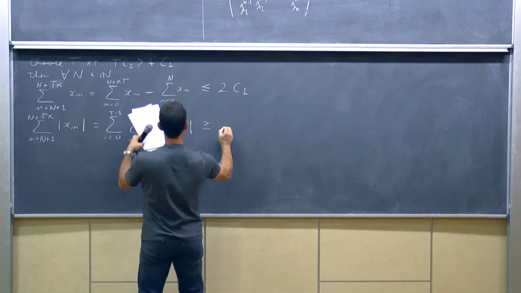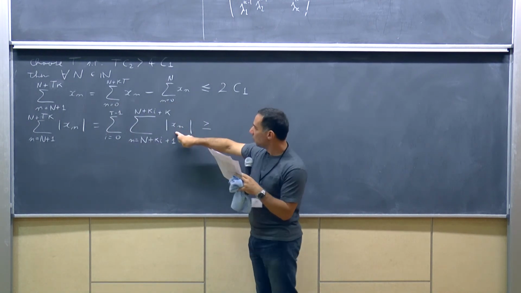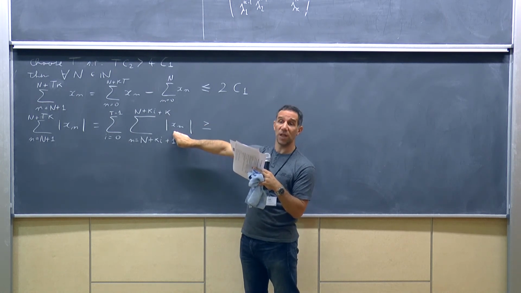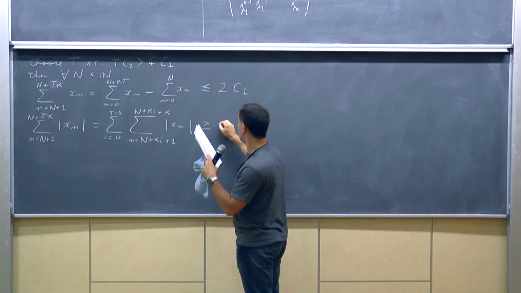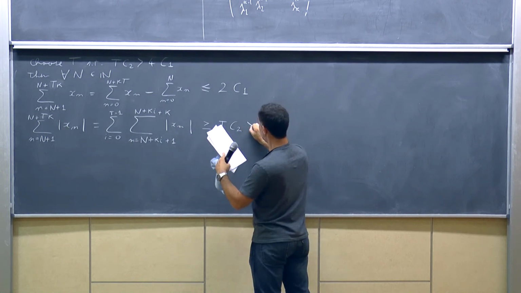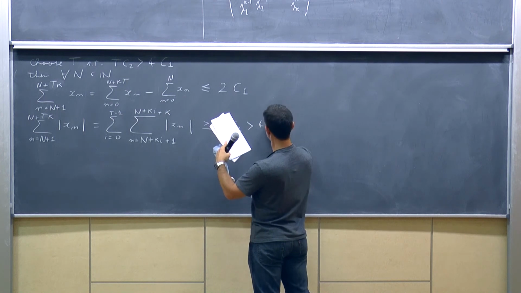And this is bigger or equal to, well, we know that each of these sums is going in k increments every time. We know that this is bounded below by C2. Each of these is bounded below by C2. So this is greater than or equal to 2C2, which is bigger than 4C1.